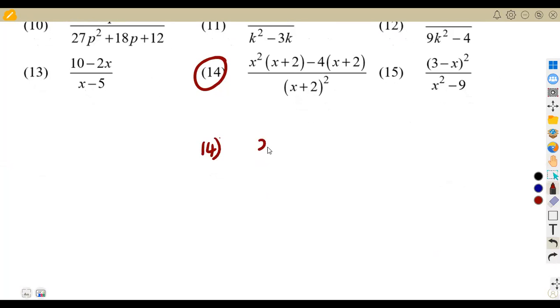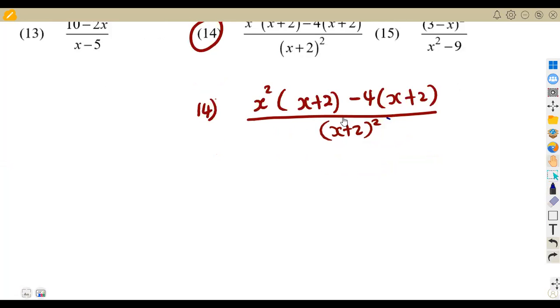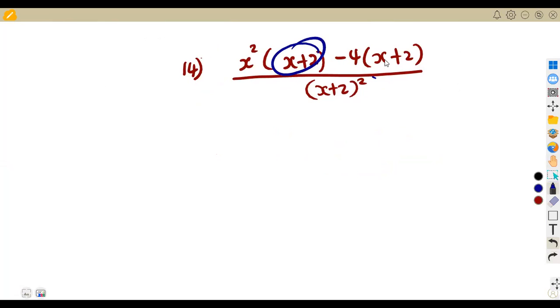Let us just have this one as the last question, where you are supposed to do your factorization properly again, because we can see that there is something that is common. Here we've got x to the exponent of 2 into x plus 2 minus 4 into x plus 2 into x plus 2 to the exponent of 2. But if we consider this, we can see that we've got something that is very common in the numerator, which is x plus 2. The bracket of x plus 2 is the same. So we can factor it out. That is the common bracket of x plus 2.